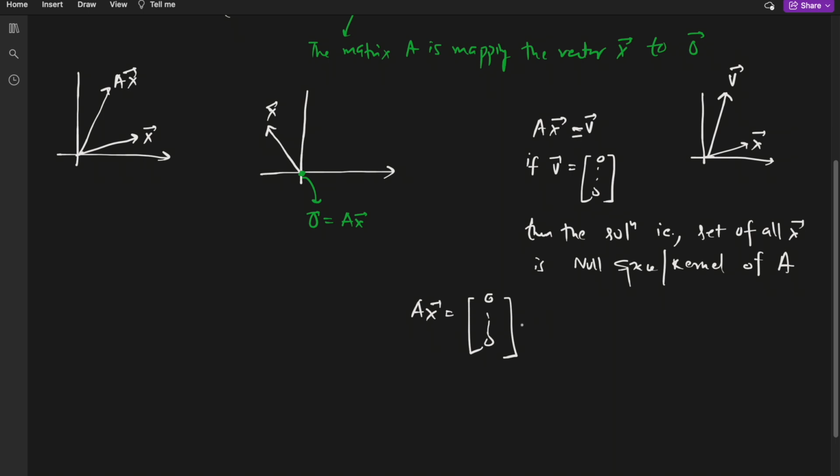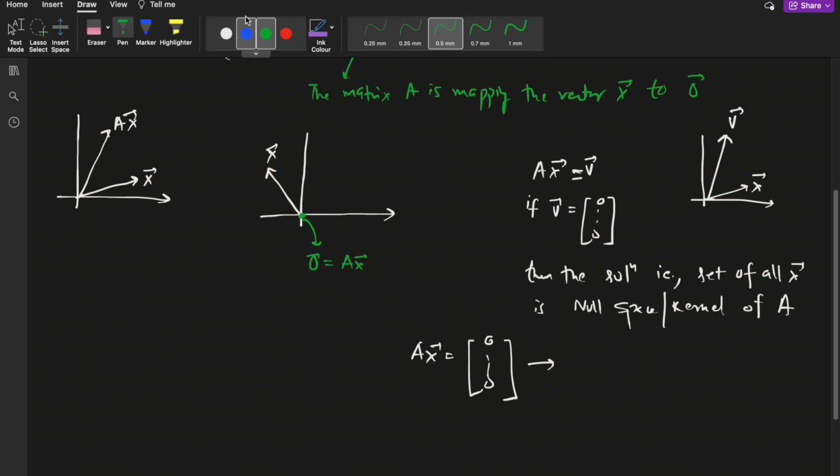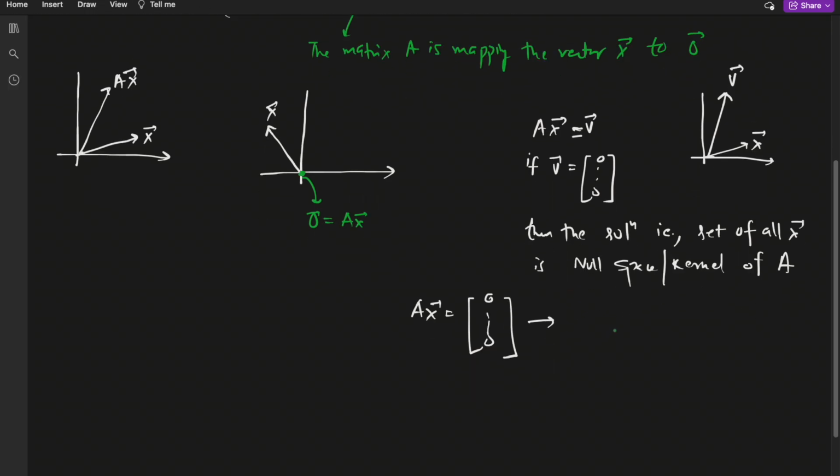So this is basically saying that if you are asking a question, which all x, when transformed by the matrix A, lands on the zero vector, that is the origin in case of R2.